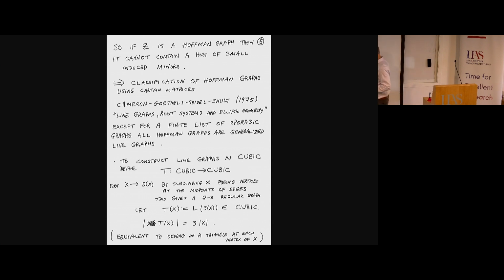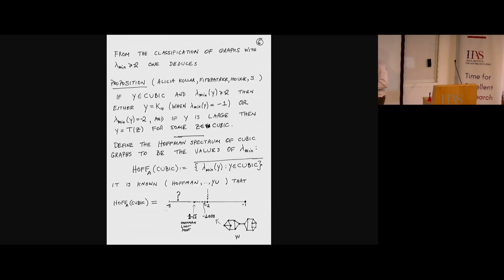And all you're doing when you work out what you're doing is sewing in an equilateral triangle at each vertex. But because I've gone through this line graph construction, I'll know something about the spectrum of this. So I start off with a graph, I make a 3 times larger connected graph whose spectrum is going to be related to the guy I started out with by some rational dynamics that we're going to study in a second. And that will allow us to understand this question.